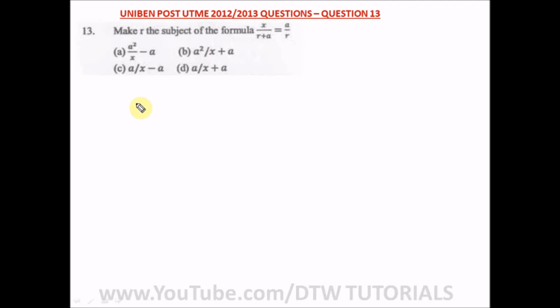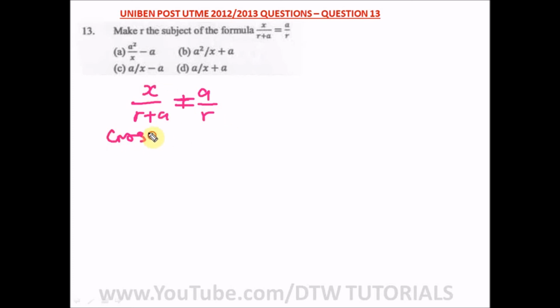Question 13 of the UNIBEN post-UME past questions for 2012/2013, for the University of Benin. It says make r the subject of the formula here. I hope you remember change of subject of formula. It says x over r plus a equal to a over r. Okay, so we have to make r the subject of the formula. So what do we do first?